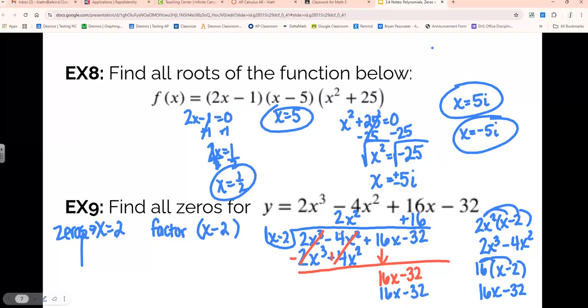And the same thing happens right here when I subtract this. Both things cancel. So this is what I get. I got a remainder of 0. What this means is that this function can be written as x minus 2 times 2x squared plus 16. It factors it back out.